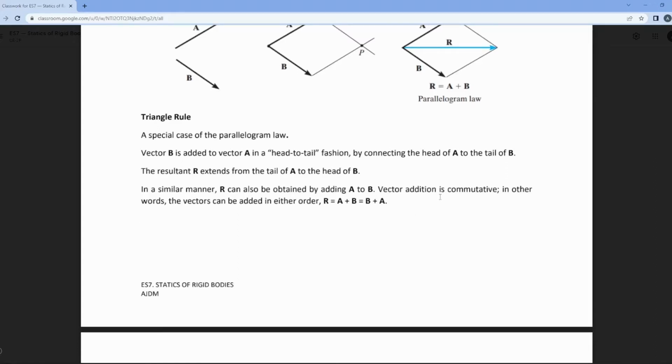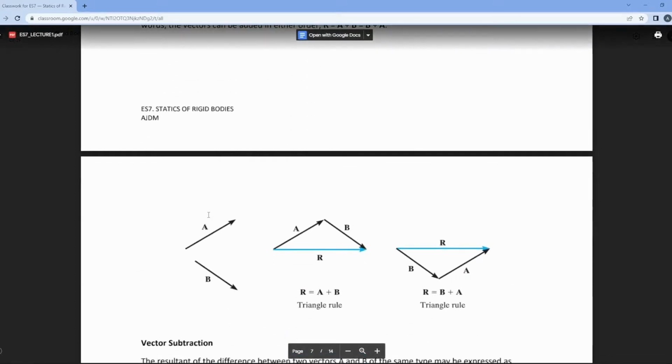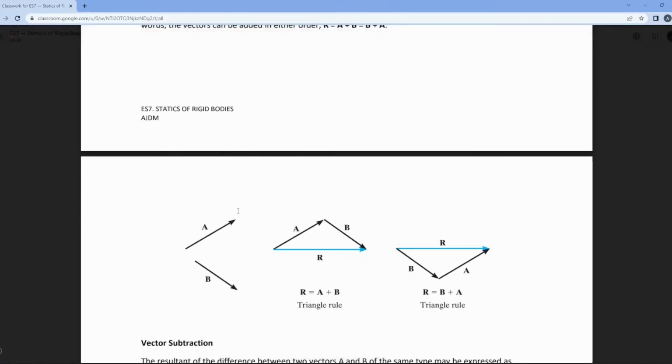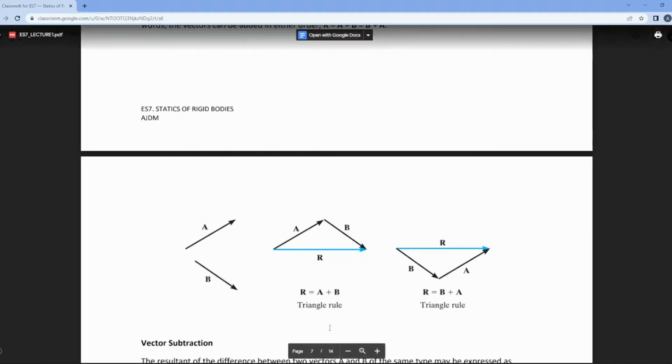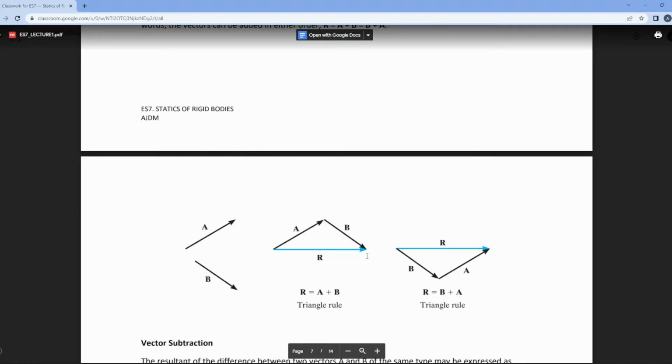Next, we have triangle rule. How is that done? It says here, head-to-tail fashion. So, same. Let's consider vectors A and B. So, for head-to-tail, let's have vector A first. You draw vector A. Then, from the head of vector A, that's where you will draw the tail of vector B. Okay. So, you have drawn vector B as well. Here, you connect the start and the end. And what you produce is the resultant vector.